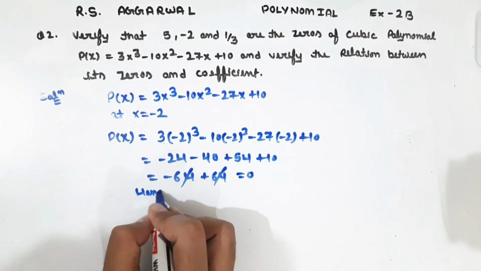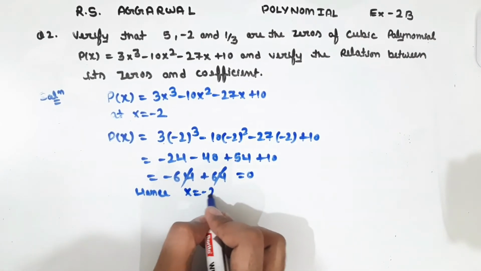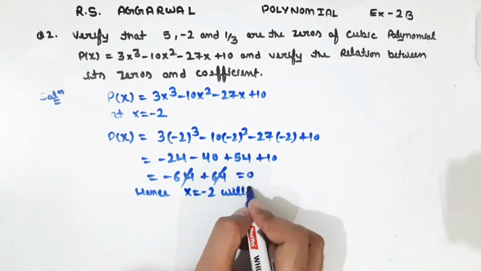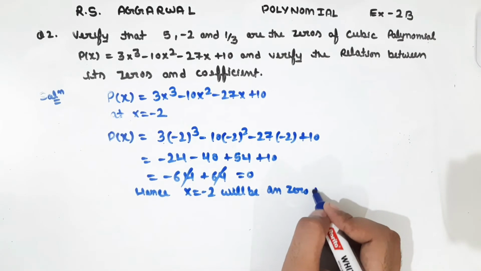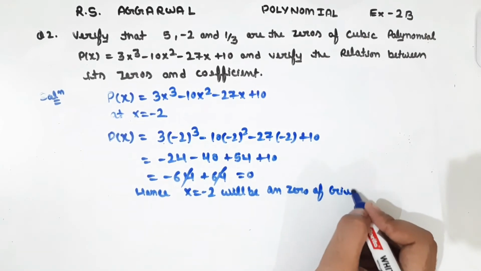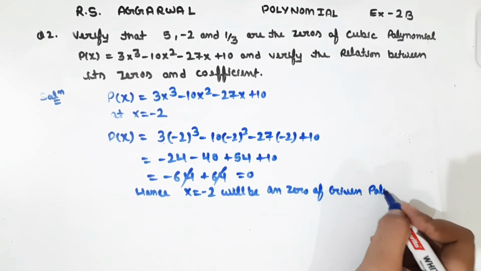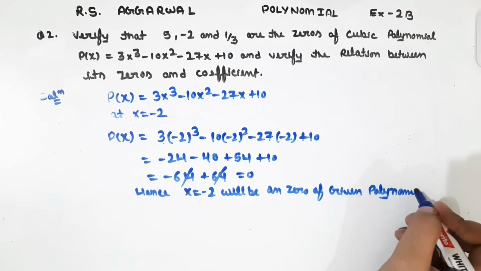Hence x equals minus 2 will be a zero of the given polynomial.